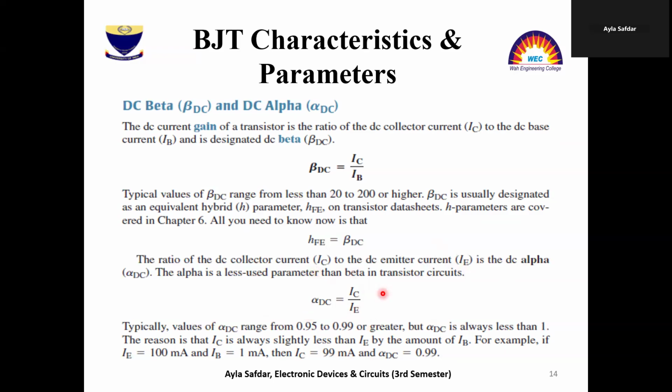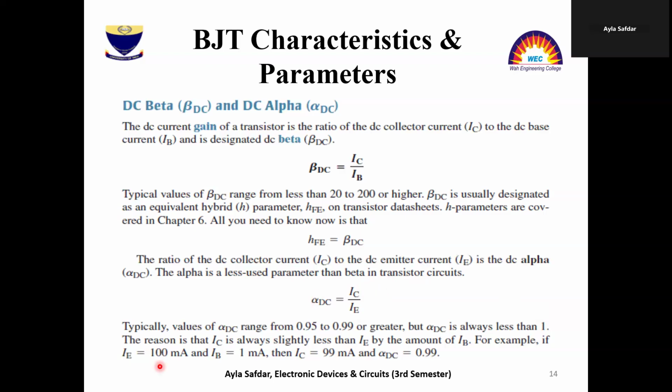Usually this parameter is used very little, but you should know about it. As you can see, we have emitter current slightly greater than IC. So the value of the alpha DC is normally less than 1, and it typically ranges from 0.95 to 0.99 or greater, but always less than 1. In the ideal case, when we say that base current is 0, which is a very ideal case, then we can say alpha DC is 1.